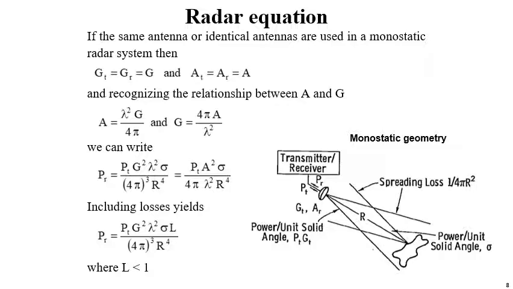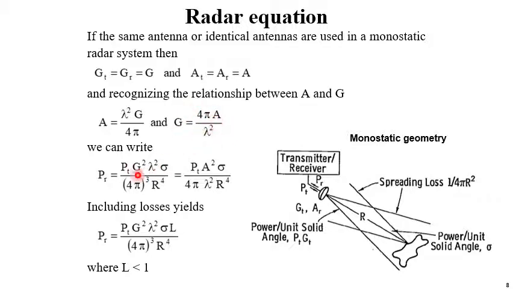Now if the same antenna, or identical antennas, are used for a monostatic radar system, in that case GT equals GR, so we can write it in terms of G, and AT, AR may be written in terms of A. Recognizing the relationship between A and G, which comes from radar principles, G equals 4 pi A divided by lambda square, or A equals lambda square G by 4 pi. So this is the relationship between gain and the effective area.